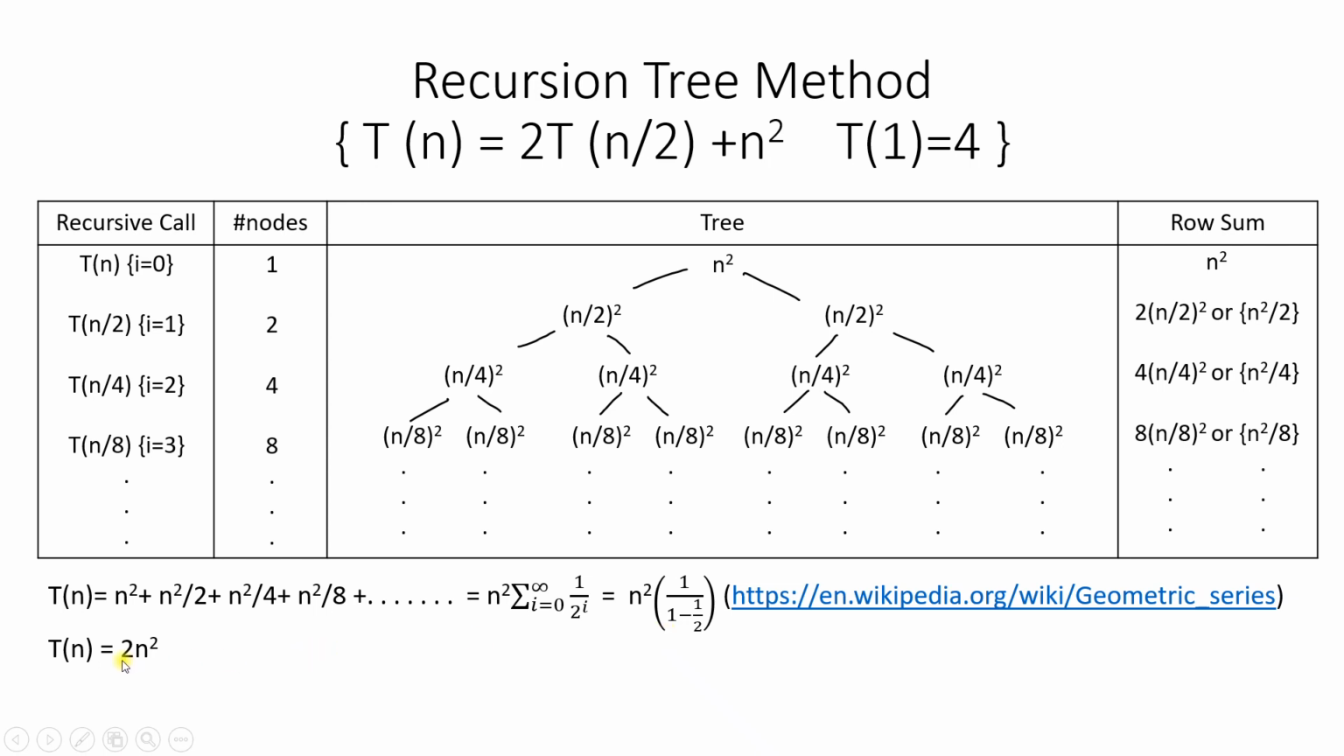So we get T of n is equal to 2n square, which gives us the conclusion that big O of n square is the answer, and it is the same for the substitution iterative method that we solved in one of our previous videos, as well as this recursion tree method. It is the same, hence proving both our solutions.